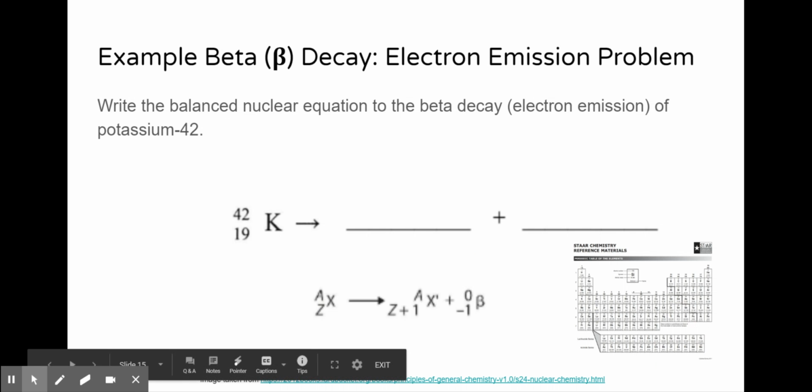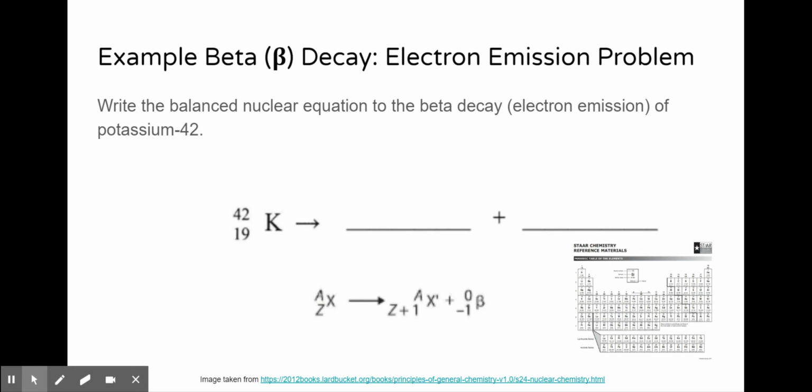So let's do an example of beta minus decay, electron emission. Write the balanced nuclear equation for the beta decay, electron emission, of potassium-42. This time an electron was emitted, so one of my products is going to be a beta particle, or I could write this as an electron, because those are interchangeable.